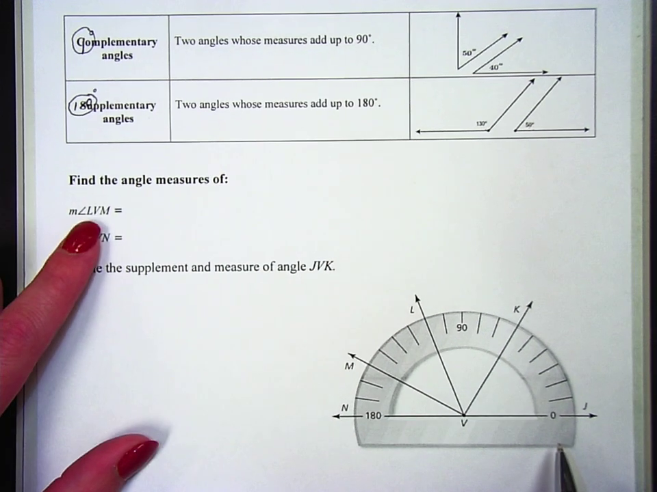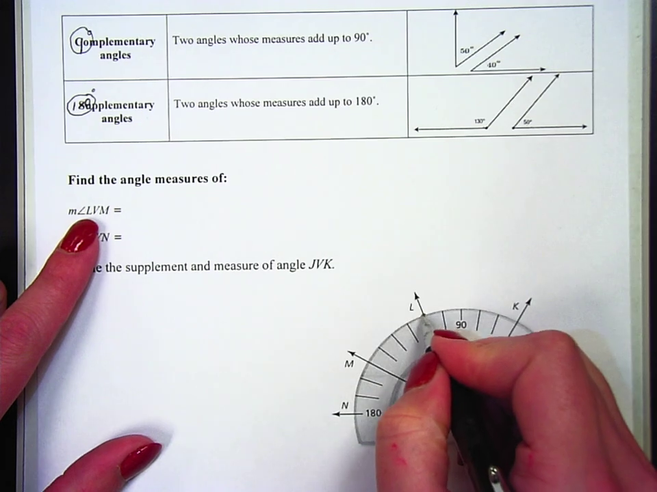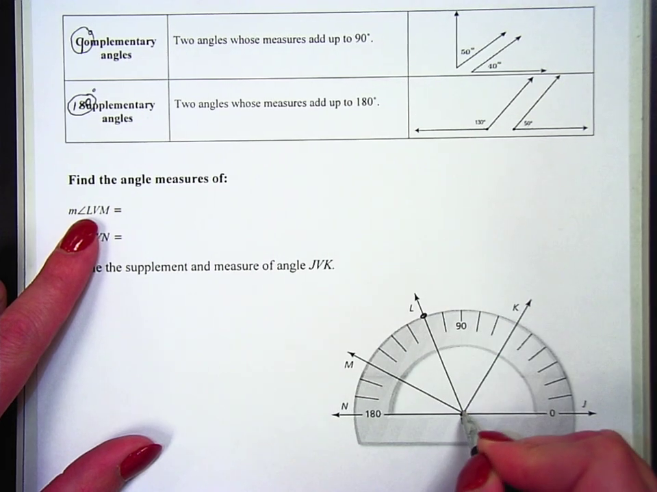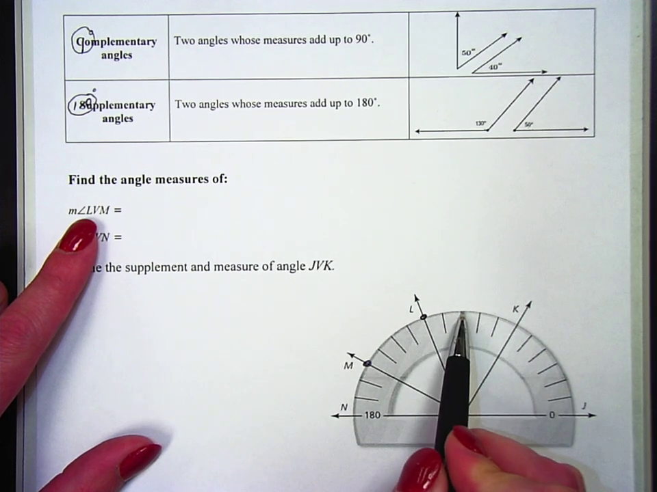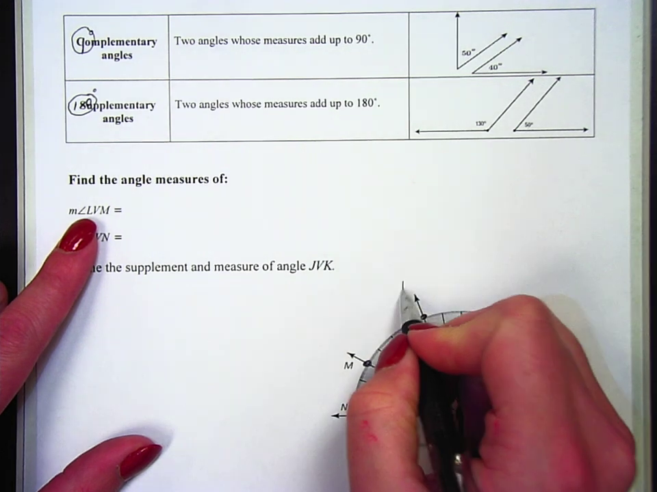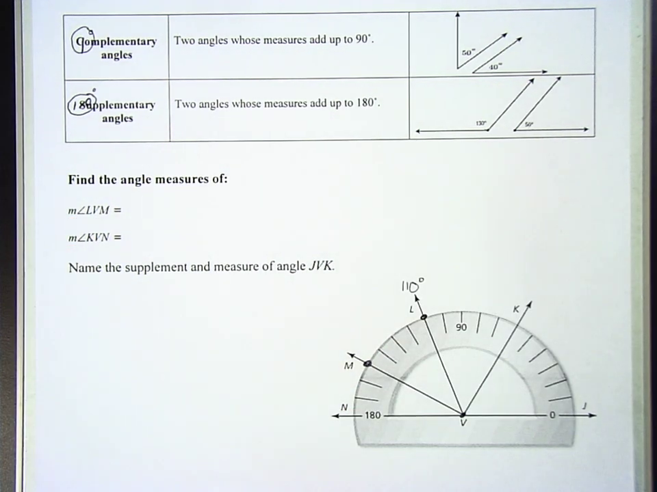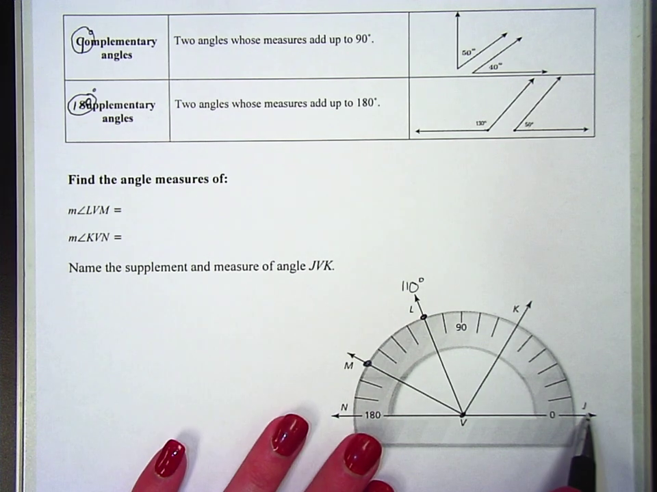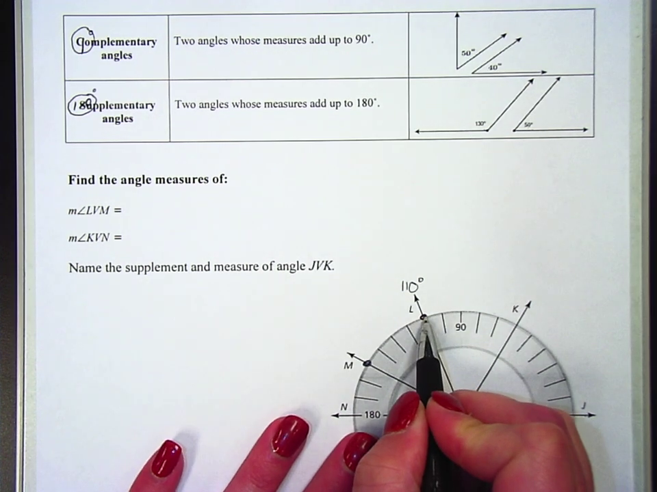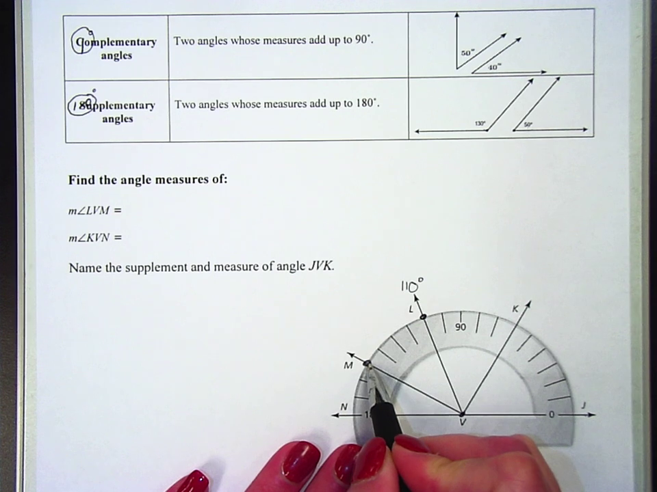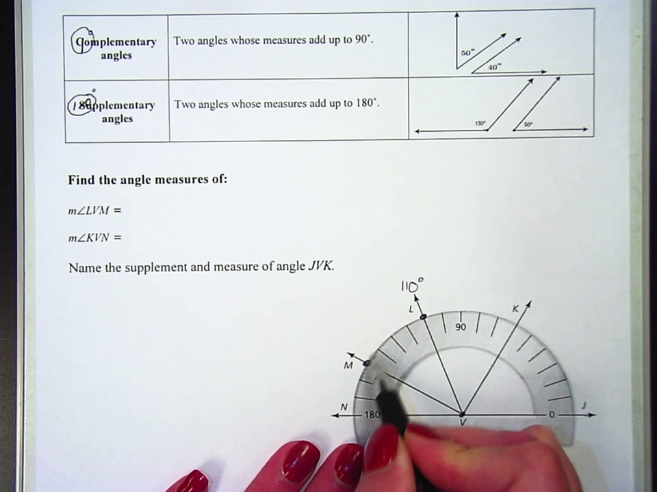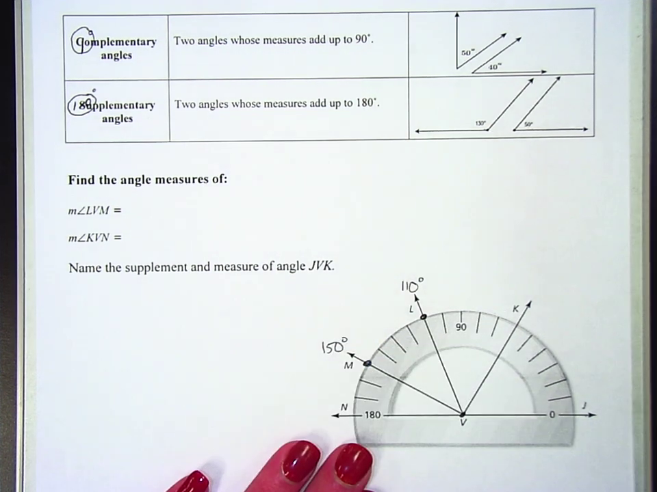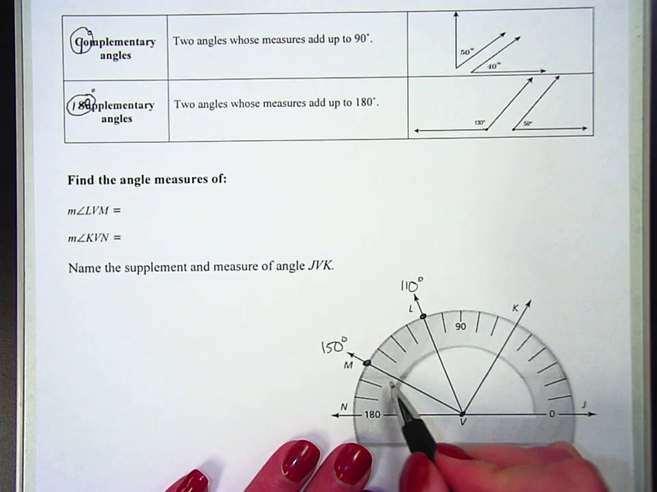Let's start with angle L to V to M. Here's L. V is my vertex. M is over here. I'm going to start with L. If I started at 0, I went to 90. This is 100. L is at 110 degrees. But that is the measure of angle J to V to L. I was trying to find L to V to M, so I'm going to keep going. 90, 100, 110, 120, 130, 140. M is at 150.